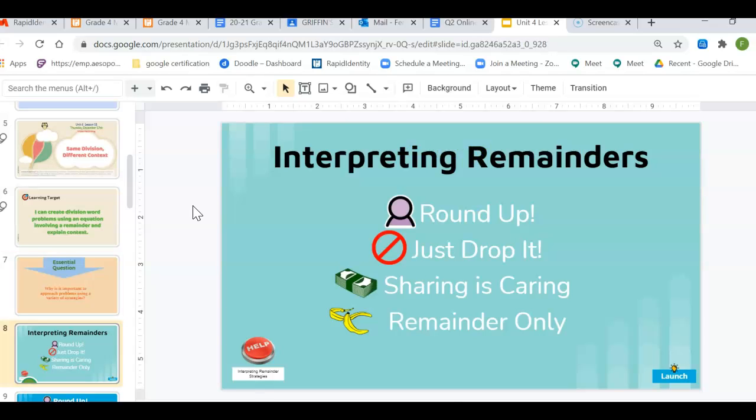Interpreting remainders. So we've talked about the different strategies that we can use. Rounding up, just dropping the remainder, sharing is caring, and remainder only. So for the next few slides, we're going to get a little bit more detail about each one. Now, if you click on this little help button, it's a short video that gives you information about interpreting the remainder strategies.